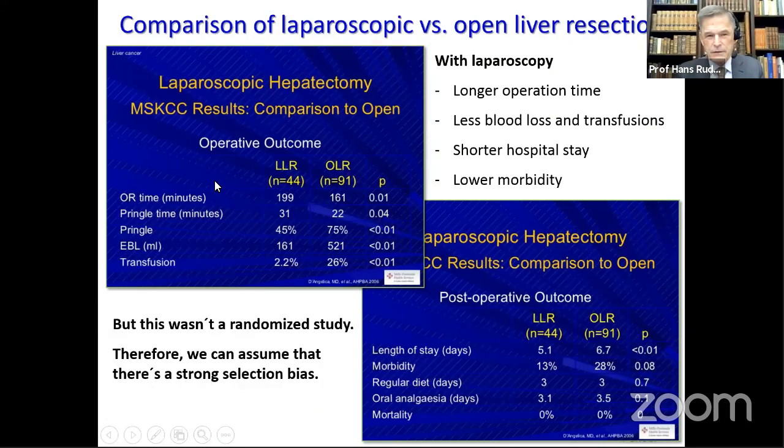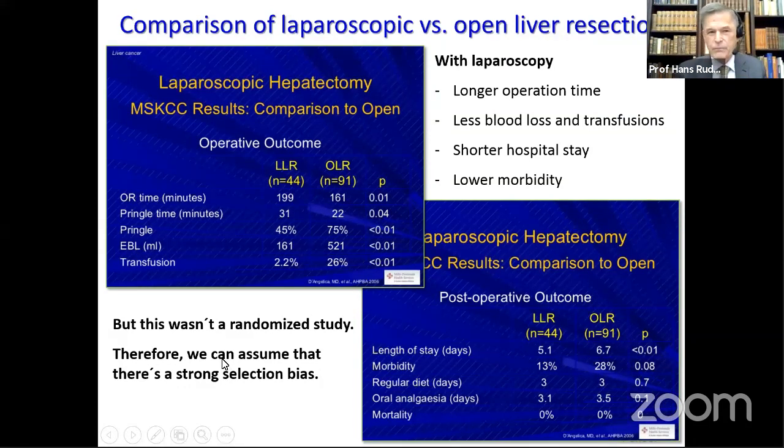These are slides from the Memorial Sloan Kettering Cancer Center in New York. They did a comparison between open and laparoscopic and found what is not astonishing, that the operation time is longer with laparoscopy, but you have less blood loss, shorter hospital stay, and lower morbidity. Nevertheless, this wasn't a randomized study, and therefore we can assume that there's a strong selection bias.